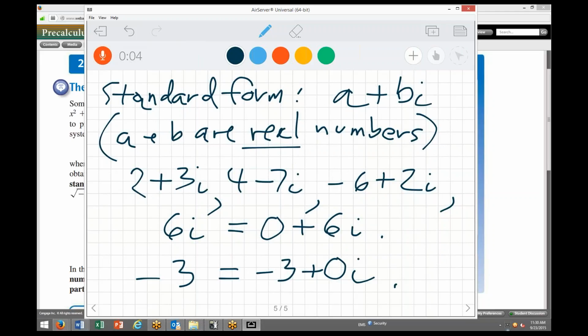So a and b in the expression a plus bi can, yes, they can each be 0, as well as also being any positive real number or any negative real number. So if a happens to be 0, you get a purely imaginary number like 6i. If b happens to be 0, you get a purely real number, in this case like -3.